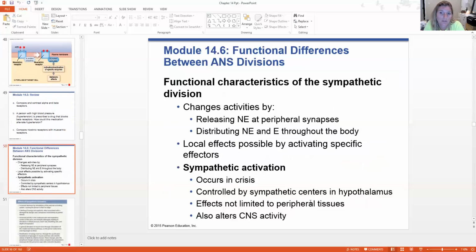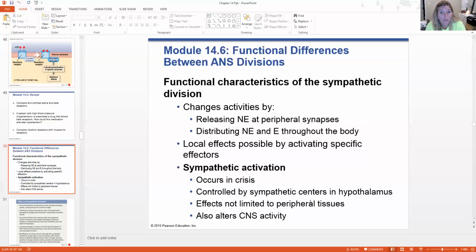Let's talk about some differences between sympathetic and parasympathetic. Overall changes in activities by releasing norepinephrine at the peripheral synapses or distributing norepinephrine and epinephrine throughout the body. Can also have long-term local effects by activating specific effectors. Sympathetic activation will typically occur in a crisis.